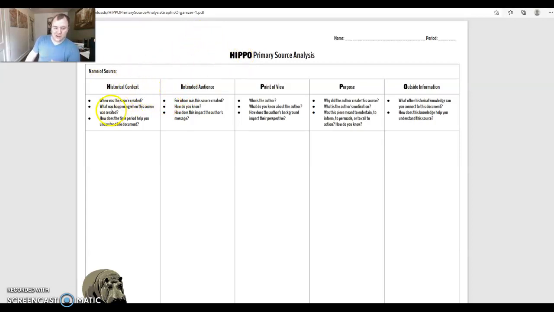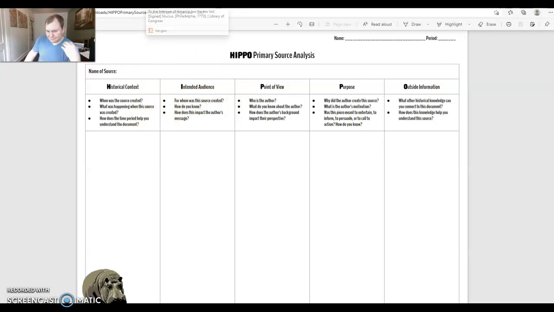So as far as historical context, the source was created in 1773, sometime pretty soon after the Tea Act was passed. What was happening? The build-up to the American Revolution. And how does this time period help you understand the document? The author of this document has gone through a series of different acts passed by Parliament taxing different products, and tension between England and the U.S., all right?